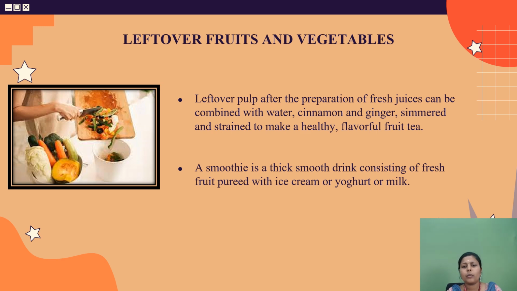Leftover fruits and vegetables. Leftover pulp after the preparation of fresh juices can be combined with water, cinnamon and ginger, simmered and strained to make a healthy and flavorful fruit tea. A smoothie is a thick, smooth drink consisting of fresh fruit pureed with ice cream, yogurt or milk.